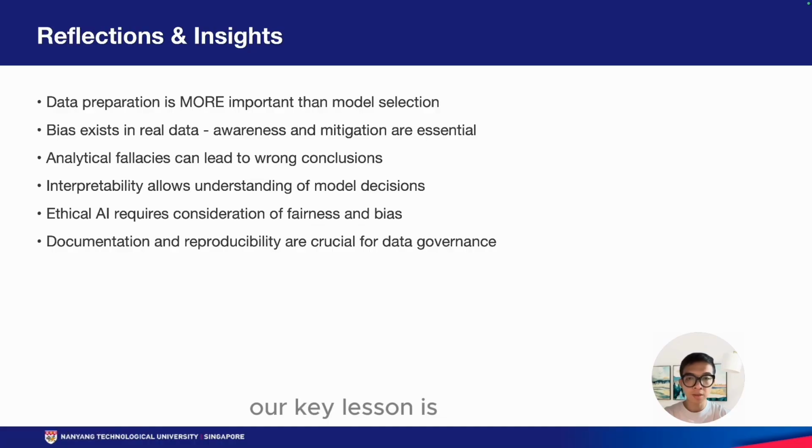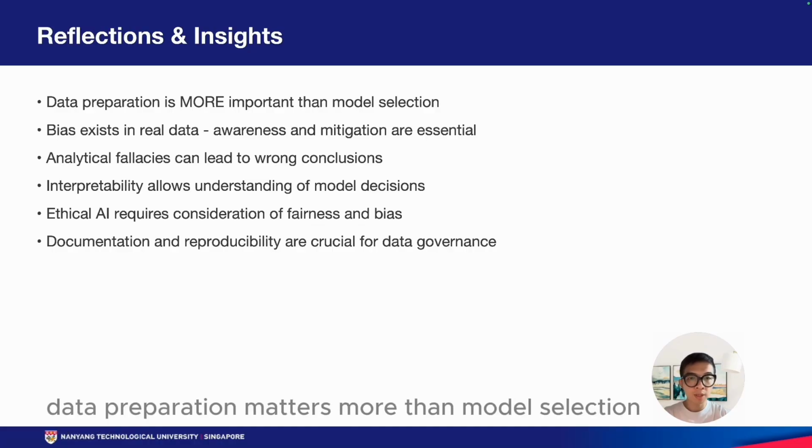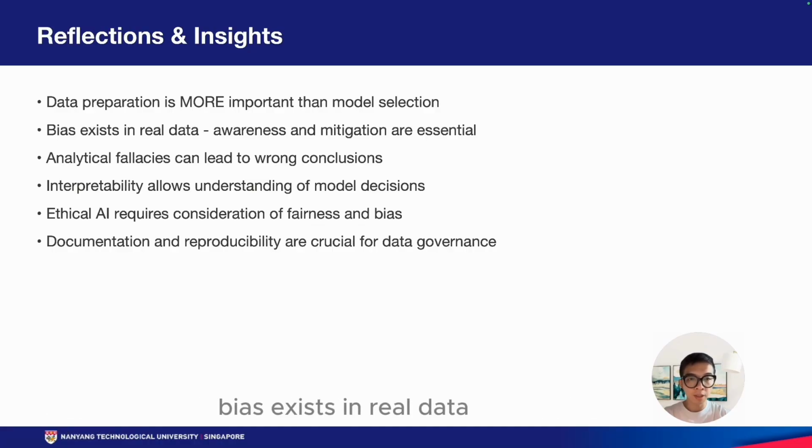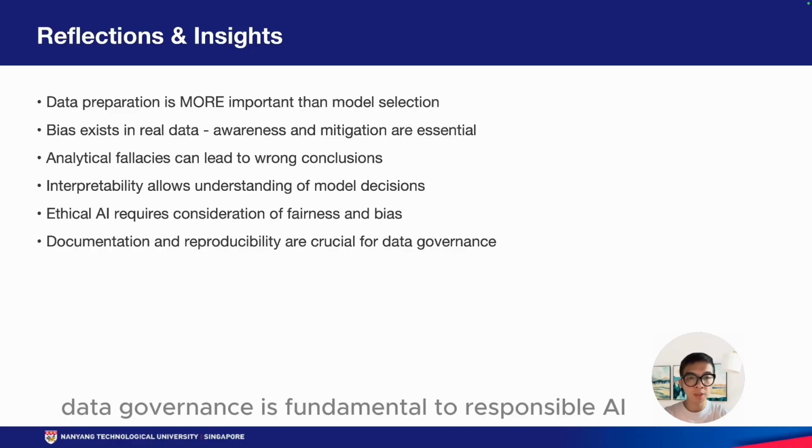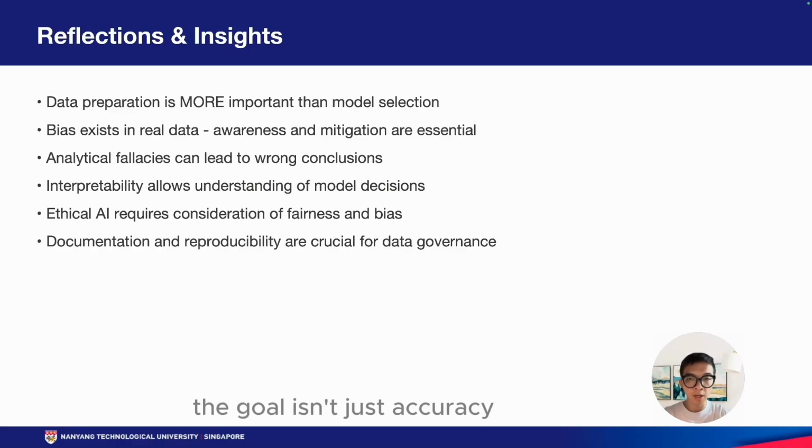Our key lesson is data preparation matters more than model selection. Bias exists in real data, and we must identify and mitigate it. Pitfalls like Simpson's paradox remind us to dig deeper than surface statistics. Building trustworthy AI requires considering fairness at every step. This project reinforced that data governance is fundamental to responsible AI. The goal isn't just accuracy, but ensuring our outcomes are fair, interpretable, and trustworthy.